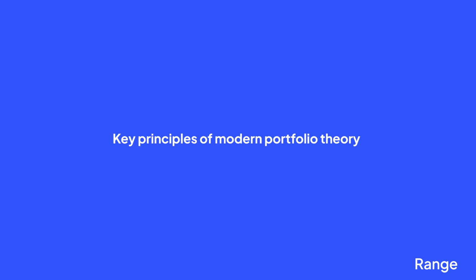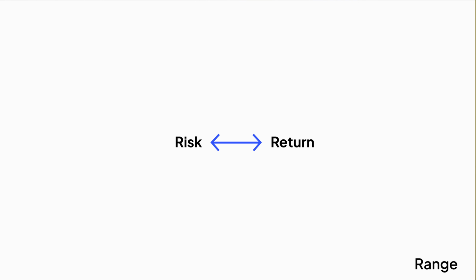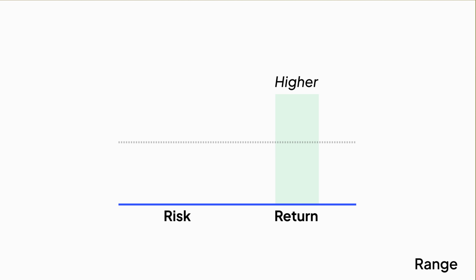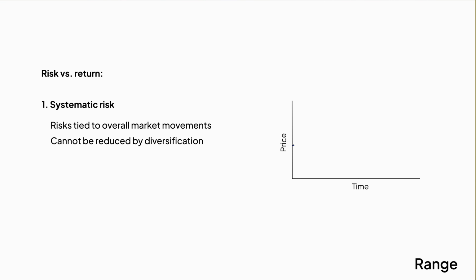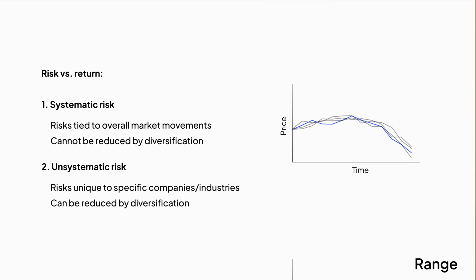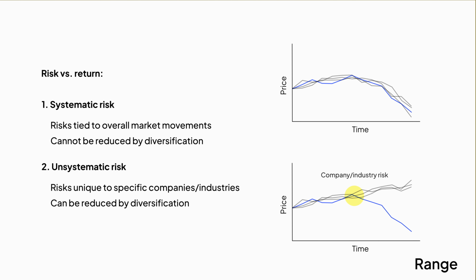There are a few key principles within the modern portfolio theory that we'll want to understand. So let's break these down. One core concept is the direct relationship between risk and return. Investments with higher potential returns often come with greater risks. The modern portfolio theory helps us understand and manage these risks by categorizing them into two types. Systematic risk, also called market risk. This is the risk tied to overall market movements, like economic downturns or interest rate changes, and it cannot be reduced by diversification. On the other hand, unsystematic risk, or diversifiable risk, is the risk unique to specific companies or industries. And the good news is that we can reduce this type of risk by diversifying.